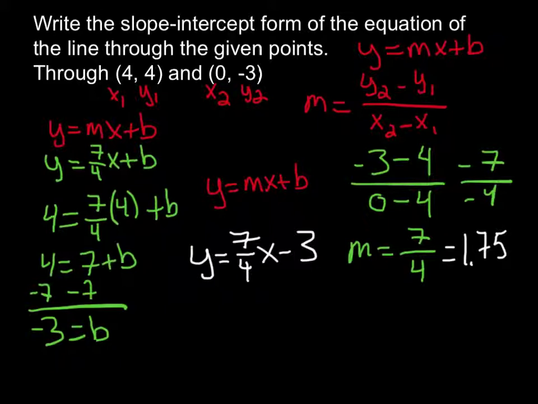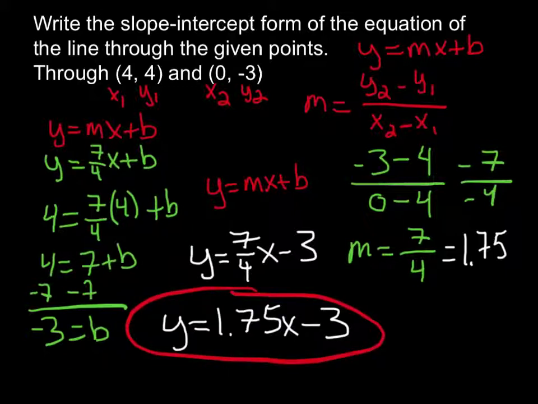So now I'm going to rewrite it. Whenever you type this in to the online system, you'll have to write it like this: y equals, no spaces in between, 1.75x minus 3. That will actually be your answer that you put online. But again, even on your test or anything like that, if you want to write it in fraction form, that's okay. But the online system will only recognize a decimal form.